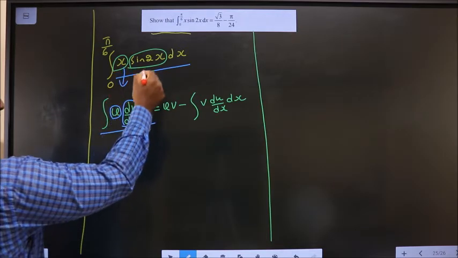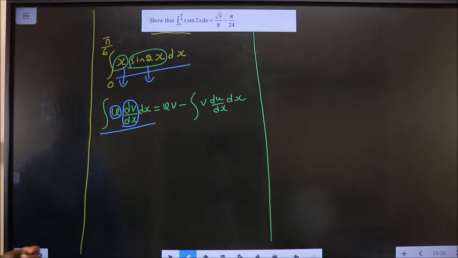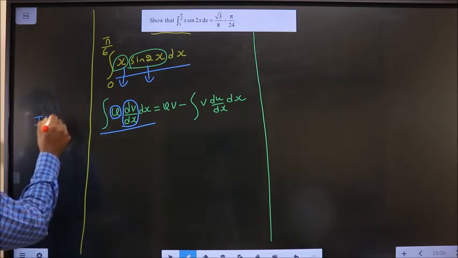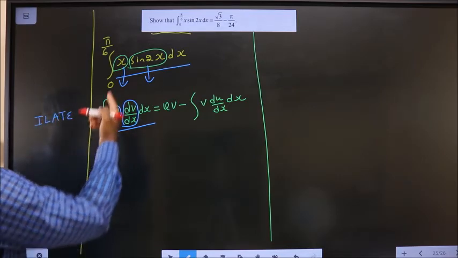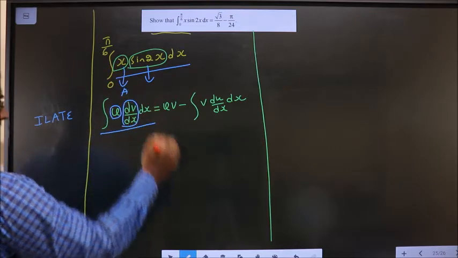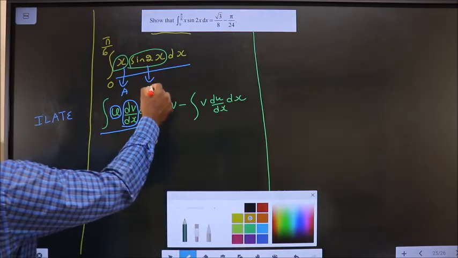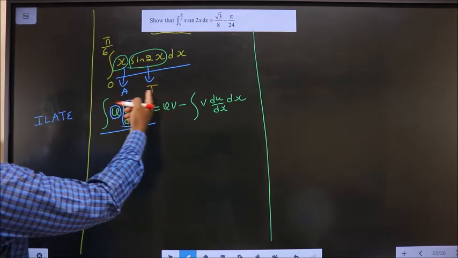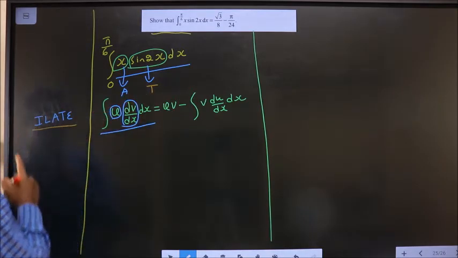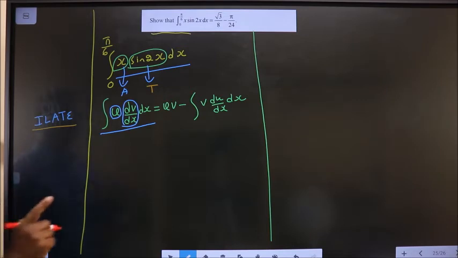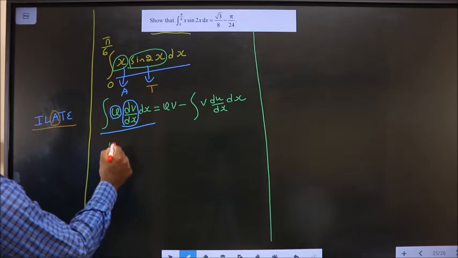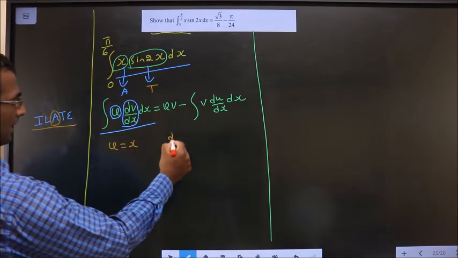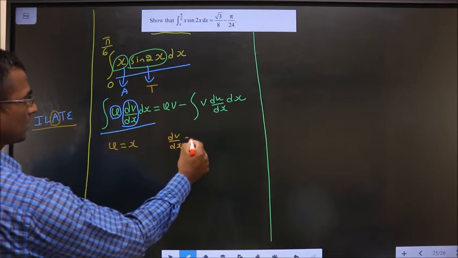Shall I take this to be u or this to be u? How do I decide that? I decide based on this word ILATE. How does this word help us? See, x is algebra and sine 2x is trigonometry. Out of the two letters, whichever letter comes first in this word, that should be taken for u. So out of A and T, A comes first. That means u is x and the other one, dv by dx, is equal to sine 2x.